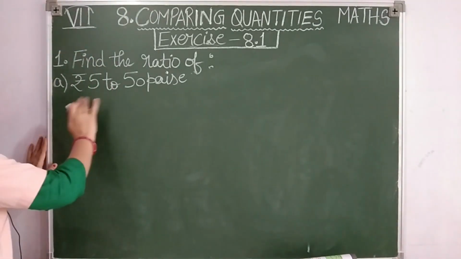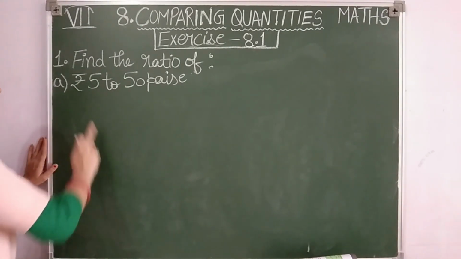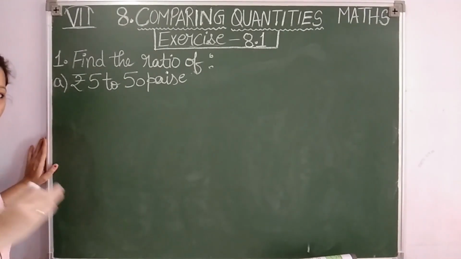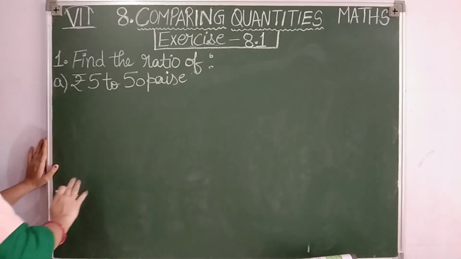See, here are the given quantities of the same kind, rupees and paise. Of course, they are of the same kind. We are talking here about money, okay? Now, let us check the units.